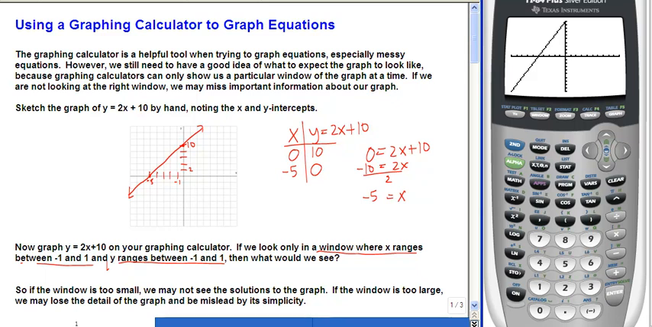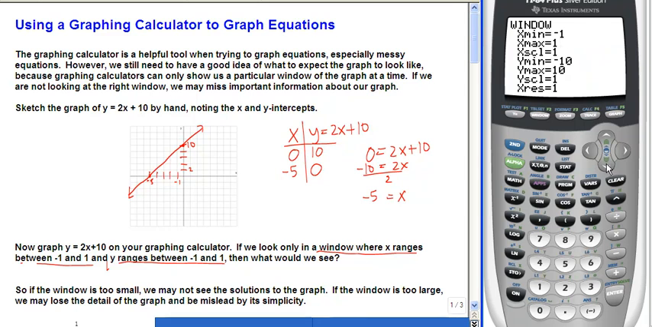So instead of looking at this window, which, notice, is negative 10 to 10 for the x's and negative 10 to 10 for the y's, I'm going to change this to just be negative 1 for the x min and positive 1 for x max. So that means your smallest x will be negative 1 and your largest x will be positive 1. This XSCL stands for x scale, and that's just telling you how far apart your little tick marks are going to be. So we're going to put our scale at 1 for every 1 unit.